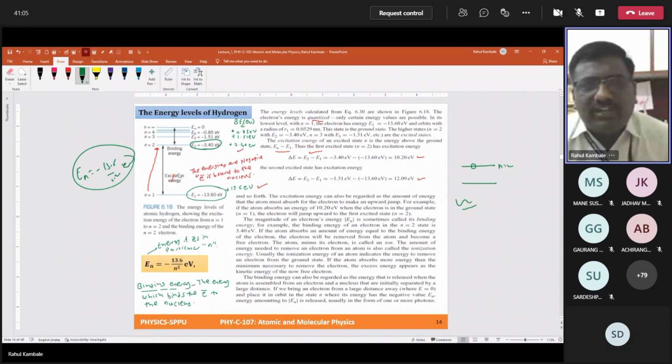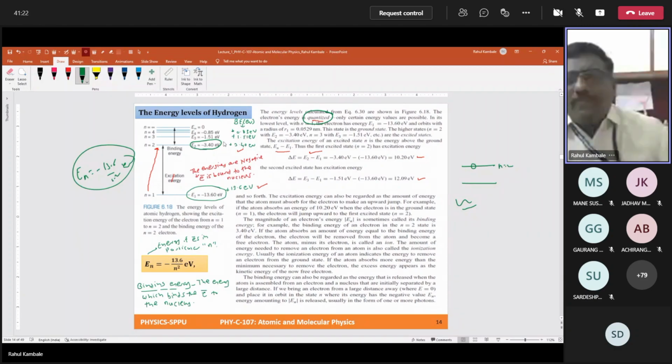So this is the hydrogen spectra. Typically, everybody knows that electrons' energies are quantized. They take specific values: minus 13.6, minus 3.4, minus 1.51, because this n is fixed. So binding energy is the amount of energy which is provided to release the electron, meaning the energy which binds the electron to the nucleus from that particular level. And suppose it goes to this two level and this one level.